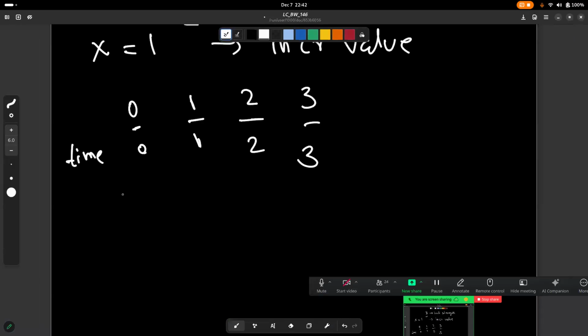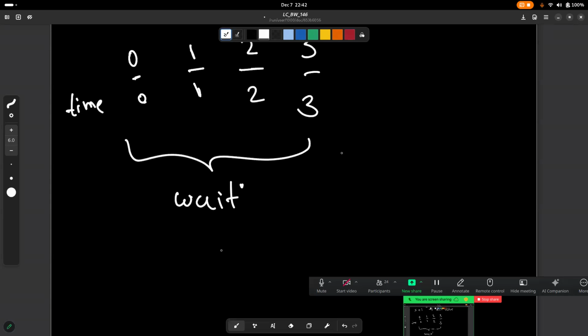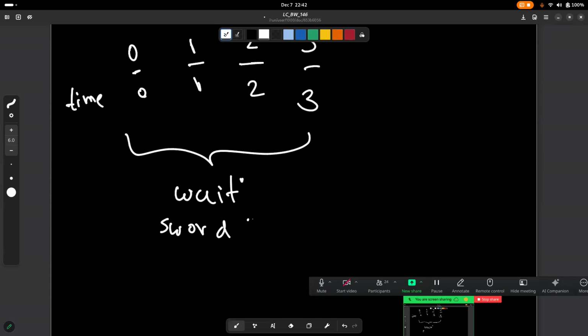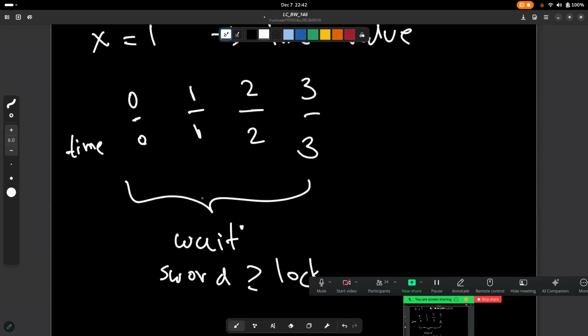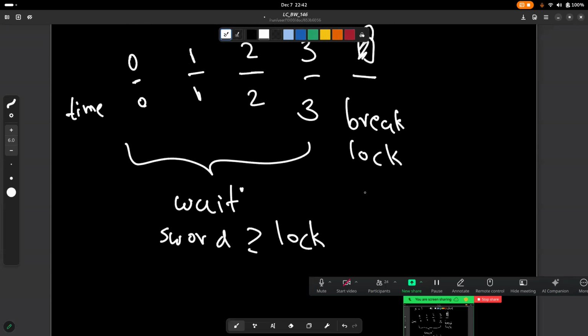So first, I have to wait for my sword strength to become greater than or equal to lock. Okay, so the first part of breaking a lock is waiting for the sword strength to become equal to lock. Then I break the lock. This is where I basically break the lock. And over here, my strength once again resets down to 0. Okay, so my sword strength becomes 0 over here. And then I repeat this process for a new lock.